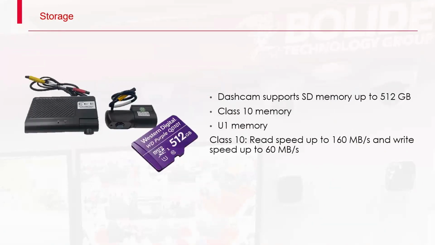Also, I spoke about the Dashcam having the capability of having a 512 gigabyte SD card in it. Now, you do want to make sure this is a class 10 memory, U1 memory because of the write and read speed, because this is in a vehicle and everything is happening at high speed. We want to make sure that we have the right amount of speed and to be able to write this at the right time.